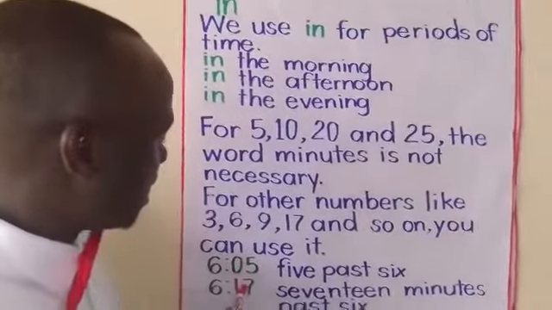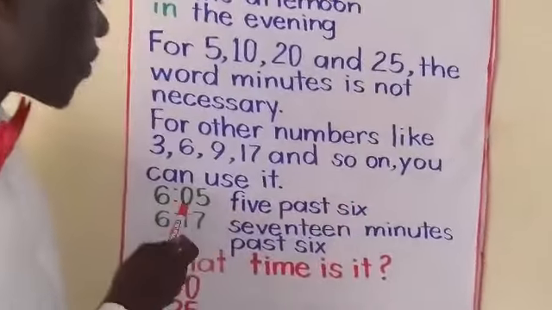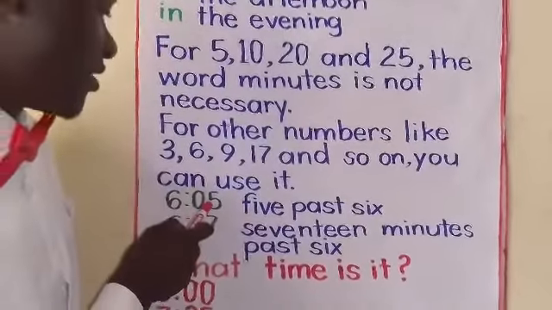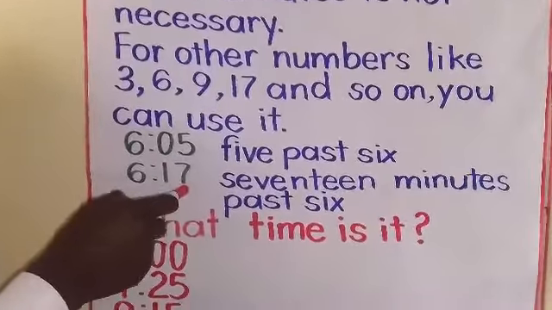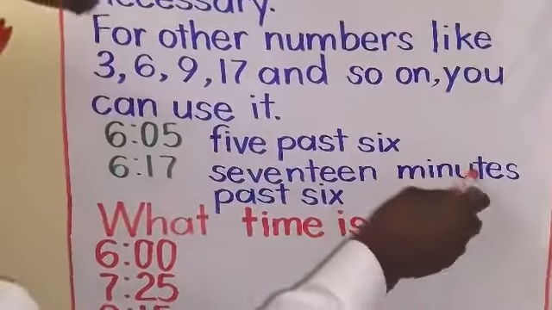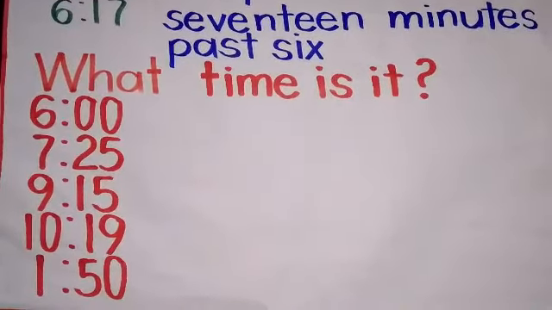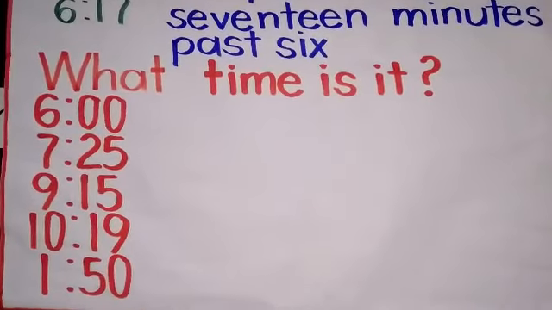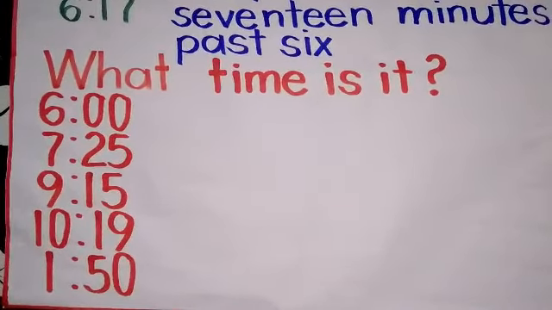So here we have an example. We have 5 past 6. Here the word minutes is not necessary. Then here where we don't have a multiple of 5, we can say 17 minutes. Here the word minutes will be said out. And finally, you can try the following during your own time.